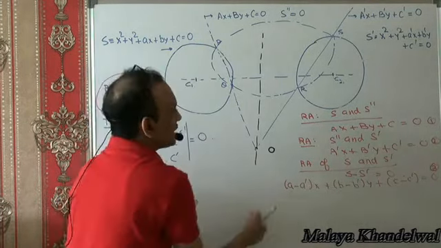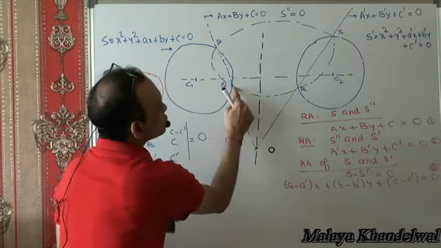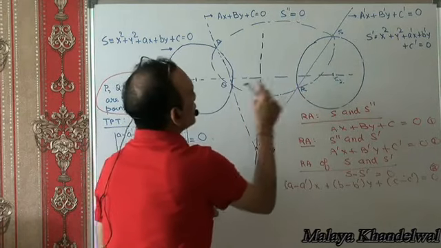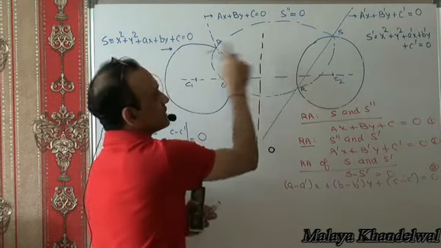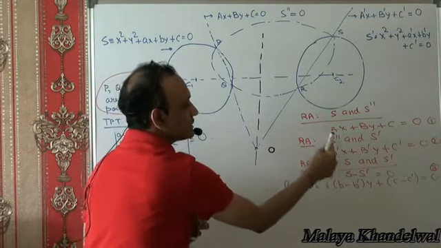Therefore, this is the third radical axis. This is the radical axis of 1 and 2. This is 2, 3. And this is 1 and 3. These are the three radical axes. They are concurrent lines. Right? That means this line, and this line.